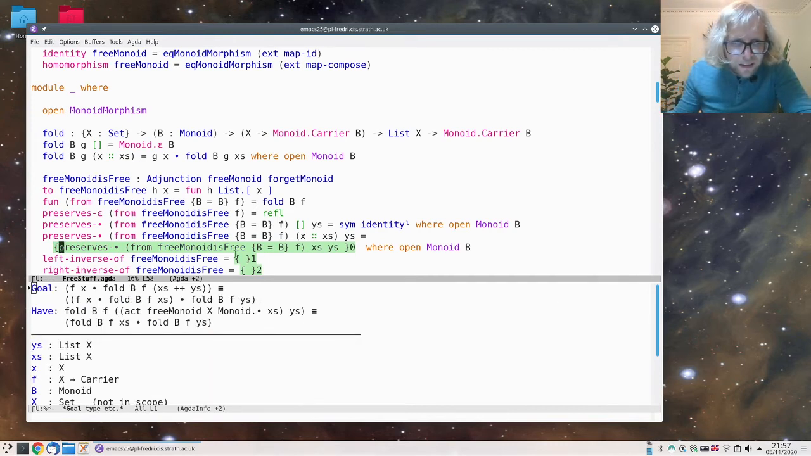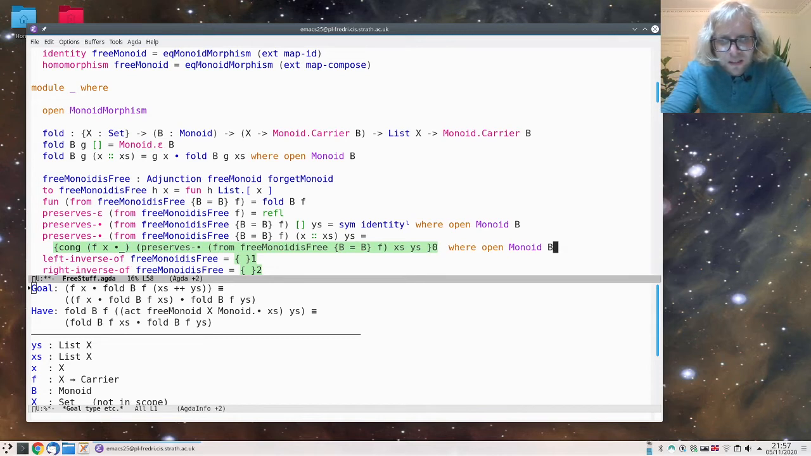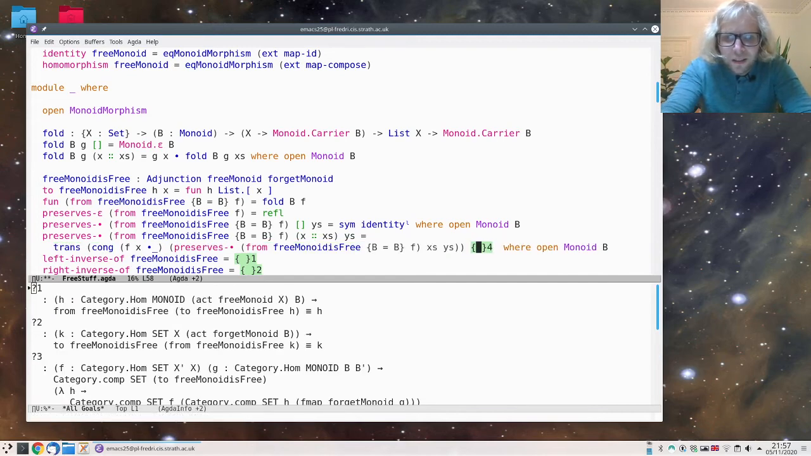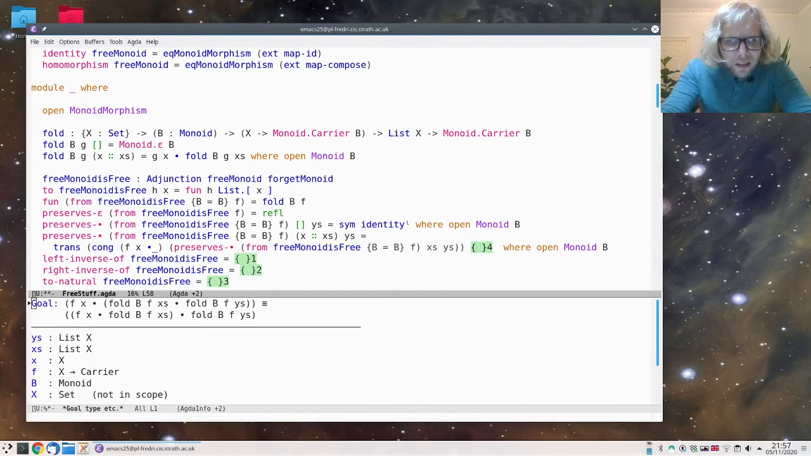Okay, but that's inside the fx times blank, so let's continue with that. And that's a good start, but the end doesn't look quite right, so use that as a first step with a trans. And then let's see what remains to be done. This looks like an associativity problem.